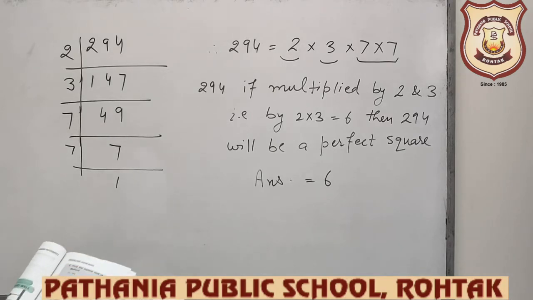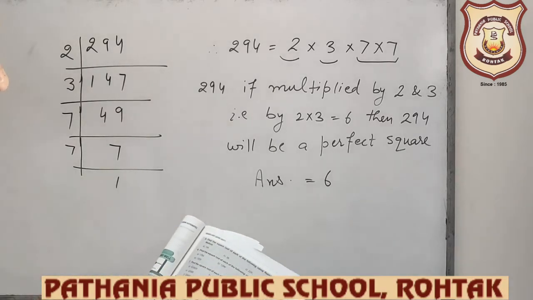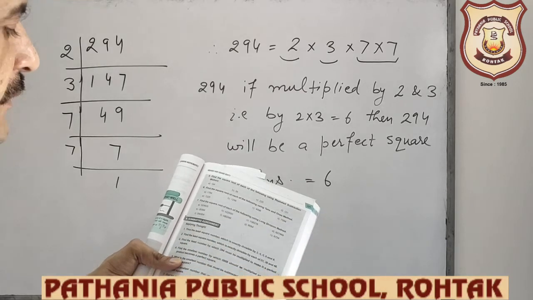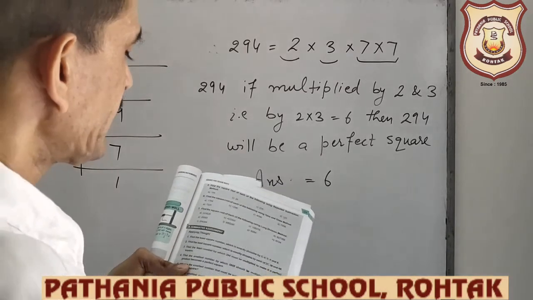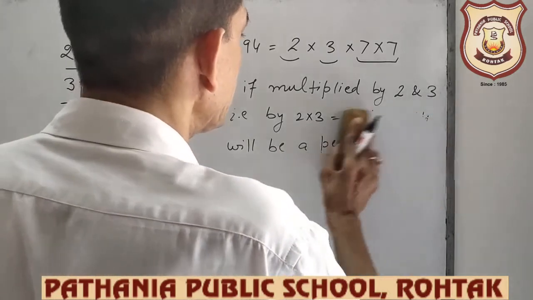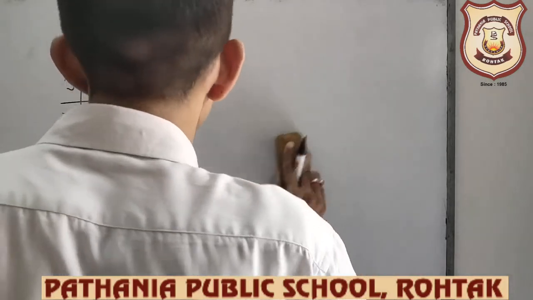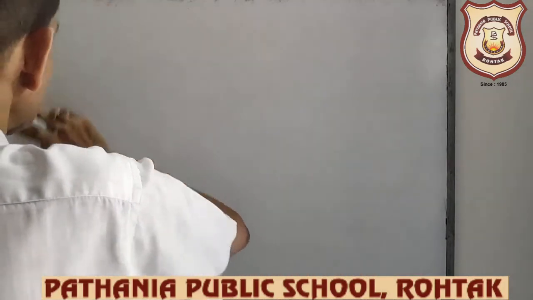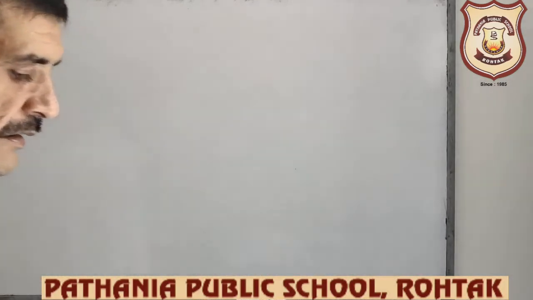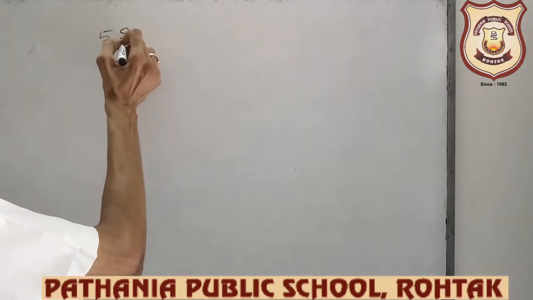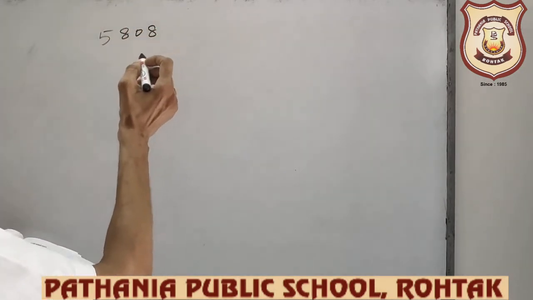The same way, we completed 294. Find the smallest number by which 5808 should be multiplied so that it will be a perfect square. What is the number? 5808. In the same way, you should find the prime factors of 5808. It is question number 4.